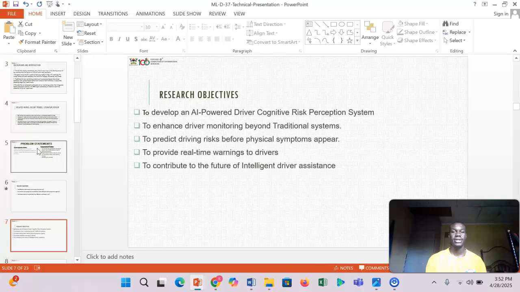Then the research objectives: to develop an AI-powered driver cognitive risk perception system to enhance driver monitoring beyond traditional systems, to predict driving risks before physical symptoms appear, then to provide real-time warnings to drivers, to contribute to the future of intelligent driver assistance.